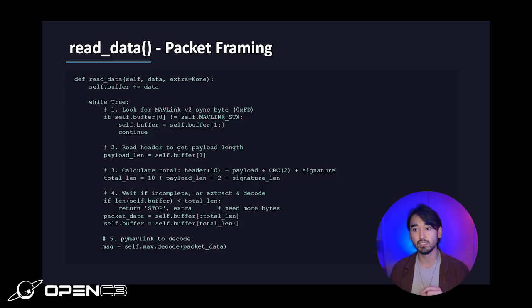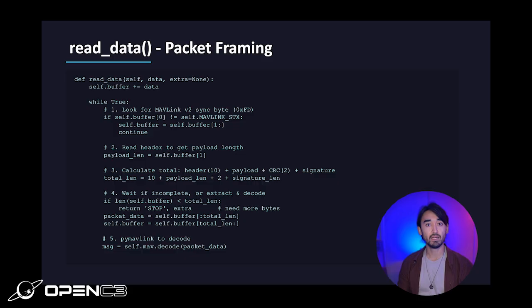The sync byte is going to be 0xFD as defined by the MAVLink format. And then we're continuously looking for data until we find that. Once we find the sync byte, we'll grab the payload length indicator to see how long this payload is going to be. We'll grab that and then we'll wait until we have the entire packet's worth of data.